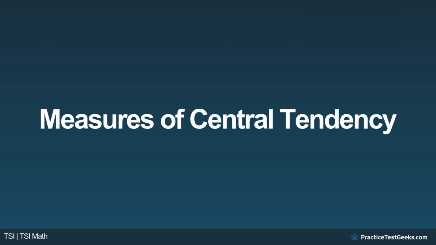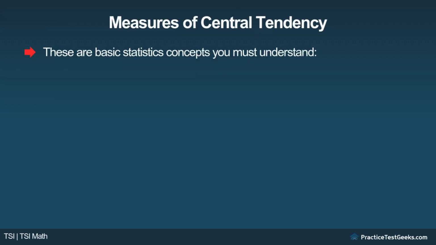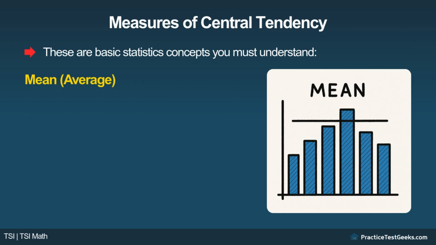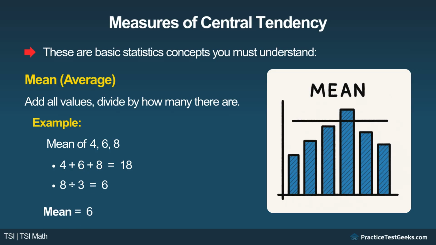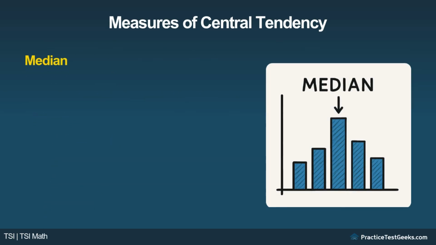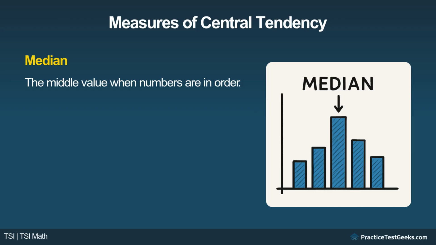Measures of central tendency. These are basic statistics concepts you must understand. Mean or average: add all values, divide by how many there are. Example: 4, 6, 8. To find the mean or average of 4, 6, and 8, add the numbers, count how many numbers there are, and divide the sum by the number of values. The mean is 6.